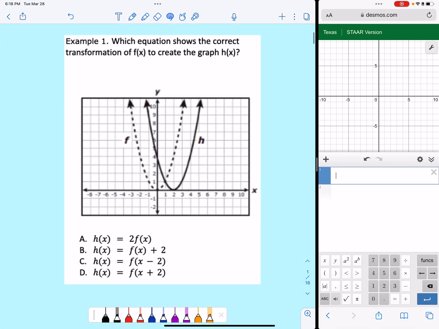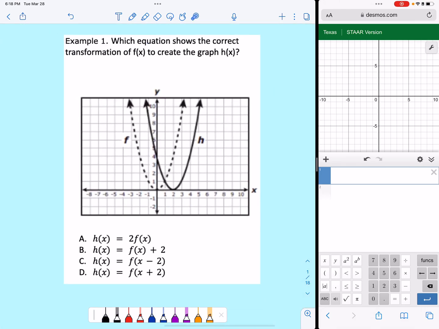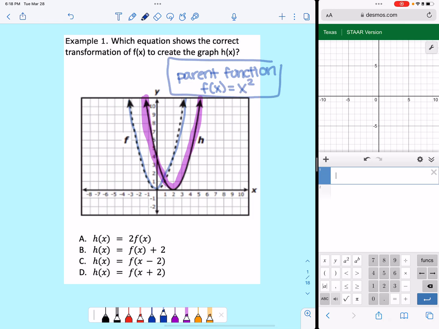Question 1 says, example 1, which equation shows the correct transformation of f of x to create the graph h of x? So to create the graph h of x, this is what we want to create, h of x. Our f of x is our parent function. And if you don't remember the parent function, it's always going to be f of x equals x squared. You need to memorize this. This will help you a lot with transformations, and especially quadratic transformations. If you don't memorize this, you won't have anything to start with.